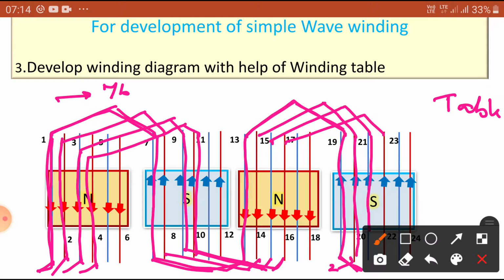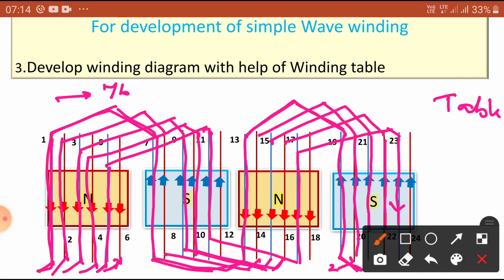The 22 is connected, as usual, to the fifth conductor. Where is the fifth? This is the fifth conductor. 5 plus 6 is 11, so you connect the 11th. The 11th conductor is connected to the 17th. The 17th is connected to 23. Then 23 is connected, as usual, to the sixth conductor. Here represents the sixth conductor.